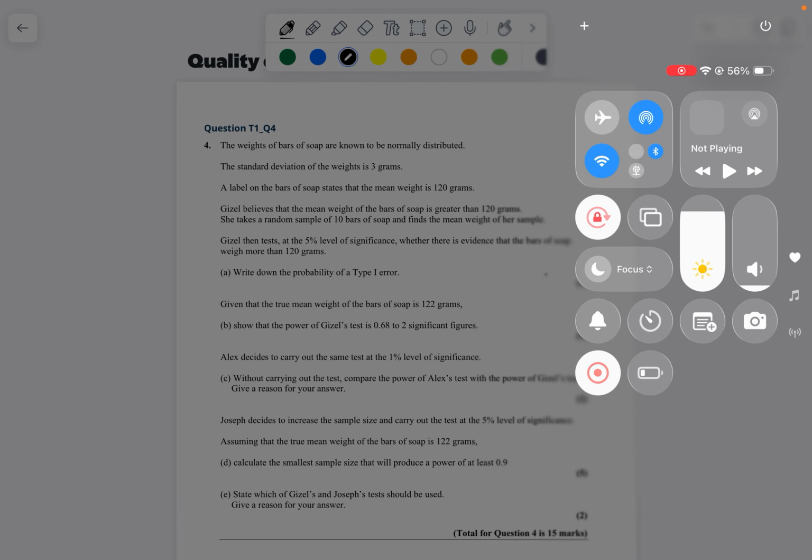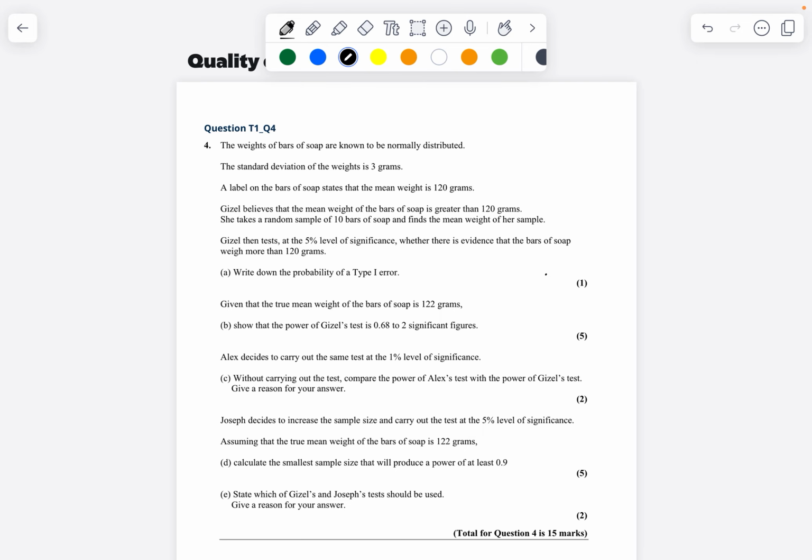Right, okay, so here we have a further stats question about the quality of testing. The weight of bars of soap is known to be normally distributed. The standard deviation is 3 and the mean weight is 120. So that means that X is normally distributed, with that mean and standard deviation.